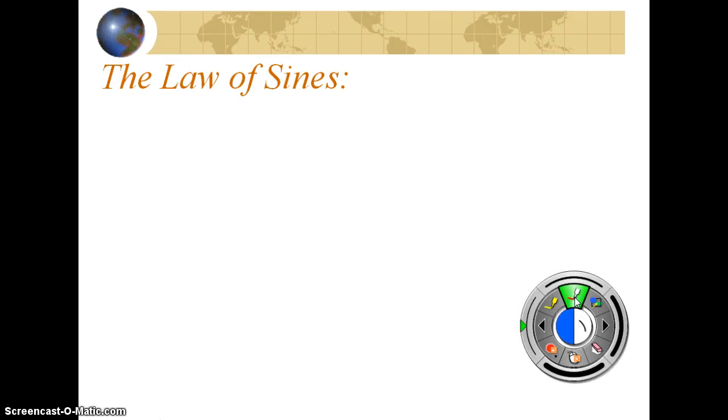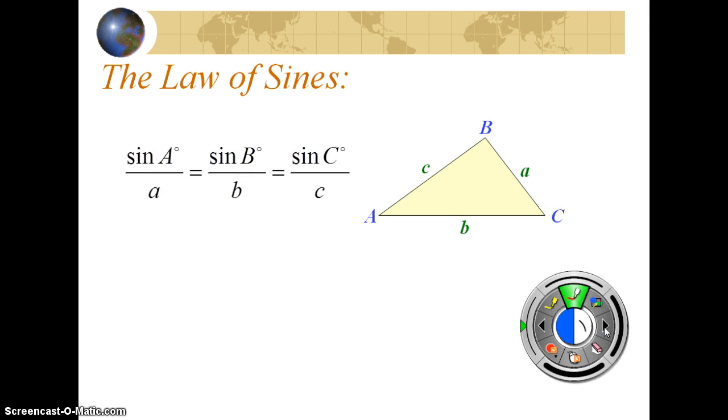Today we're going to talk about the law of sines and the law of cosines. So the law of sines is represented by this equation. The sine of A over A is equal to the sine of B over B is equal to the sine of C over C. So this is actually an extended proportion.